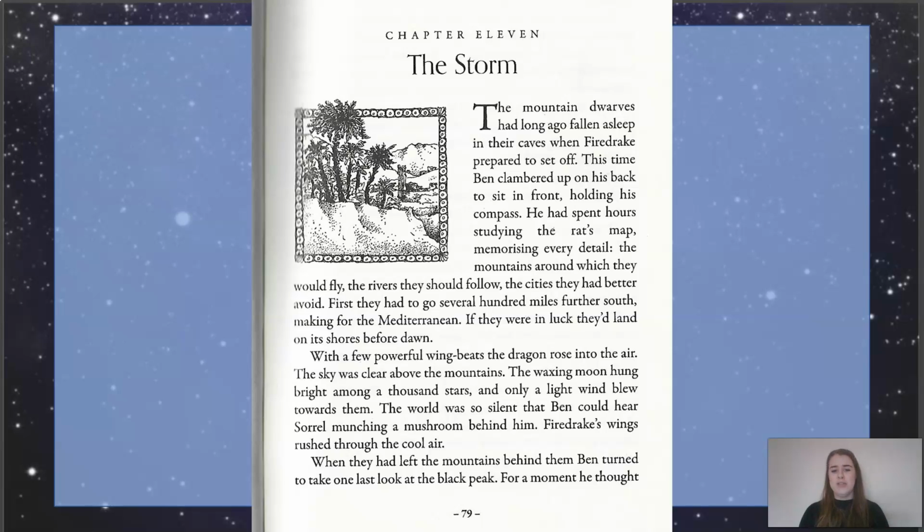With a few powerful wing beats, the dragon rose into the air. The sky was clear above the mountains. The waxing moon hung bright among the thousands of stars, and only a light wind blew towards them. The world was so silent that Ben could hear Sorrel munching a mushroom behind him. Firedrake's wings rushed through the cool air. When they had left the mountains behind them, Ben turned to take one last look at the Black Peak.